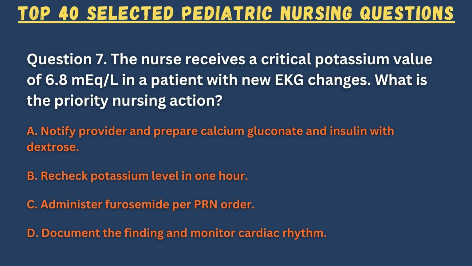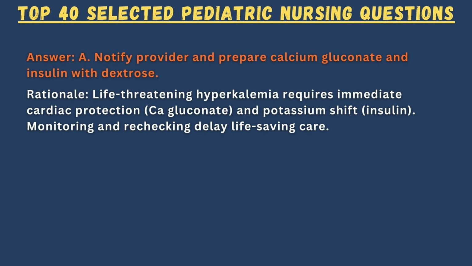B. Recheck potassium level in 1 hour. C. Administer furosemide per PRN order. D. Document the finding and monitor cardiac rhythm. Answer: A. Notify provider and prepare calcium gluconate and insulin with dextrose.